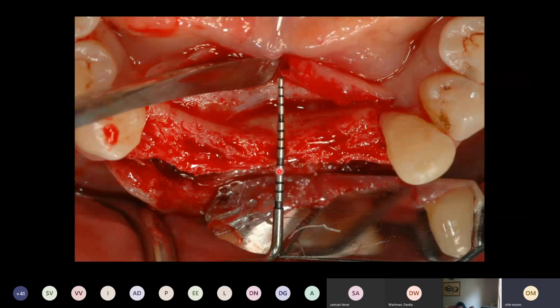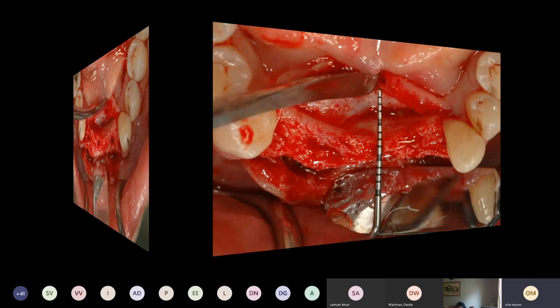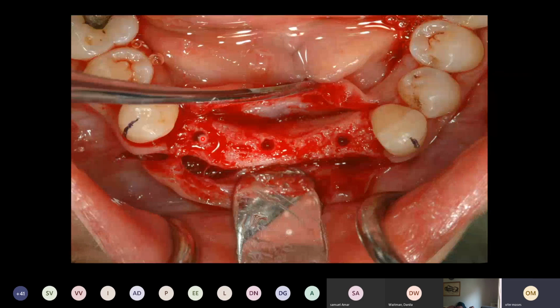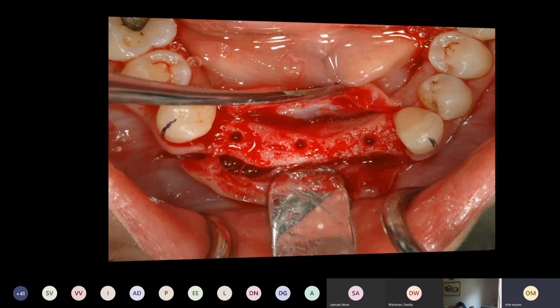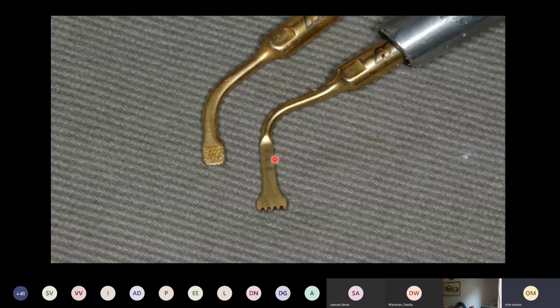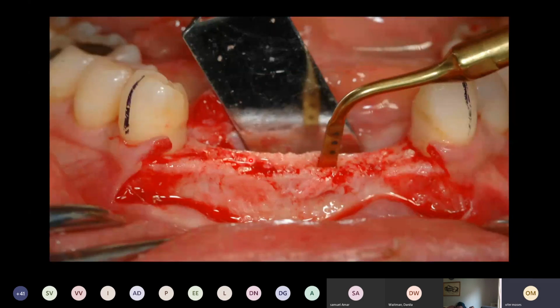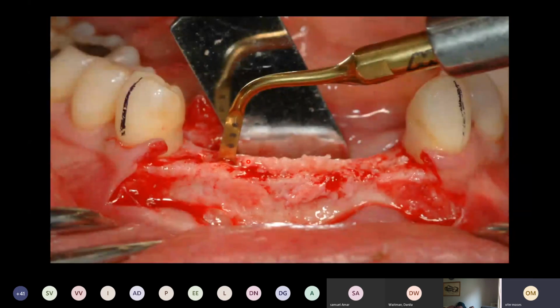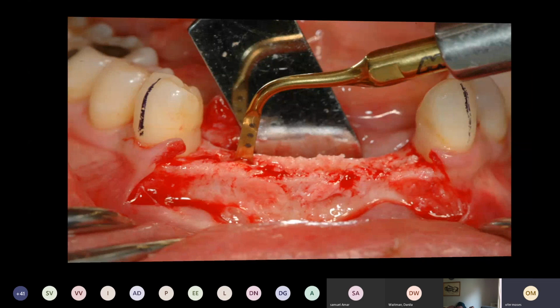We can use either lateral augmentation. In this case, we prefer to have real bone, so we are splitting the crest here. As I told you, first we mark the center of the future implants. We use the tips of the piezo surgery. We widen it very slowly, very delicately, and we drill to the maximum needed depth of the implant. We use several chisels.